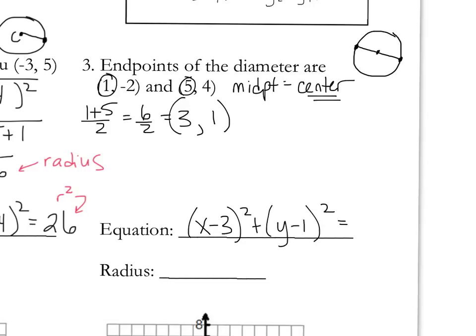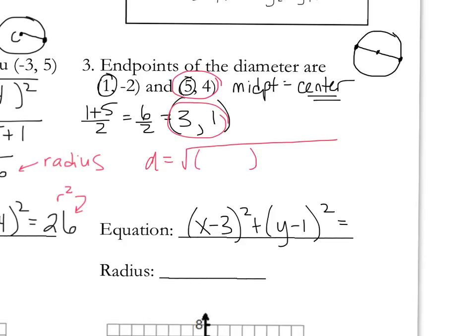Okay, need to figure out what this radius is. Well, two options. You could do the distance formula for the diameter, and then to find the radius, cut it in half. Or now that we know the center, we could do the distance formula between the center and one of the points. It doesn't matter which one. I'll do the one that has all positive numbers just because it's easier. I'm going to do a distance formula for that, and that's going to be my radius.